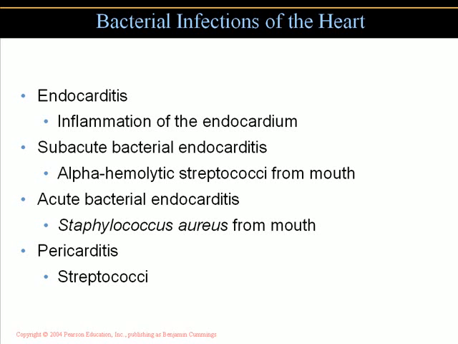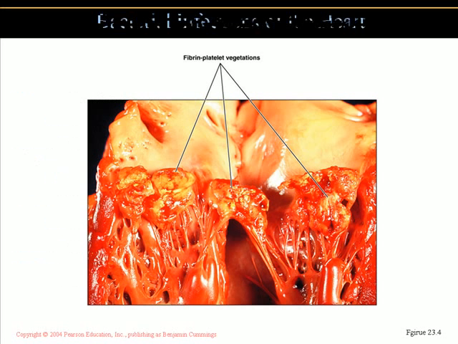Subacute bacterial endocarditis is caused by alpha hemolytic streptococcus from the mouth, and acute bacterial endocarditis can occur, usually involving Staphylococcus aureus, and pericarditis usually involving strep as well. These are heart valves, and the heart valves have vegetations on them. Vegetations are basically a combination of fibrin and platelets that coagulate together and stick on the heart valve and can disrupt the heart valves.